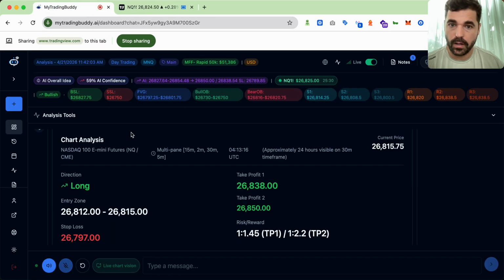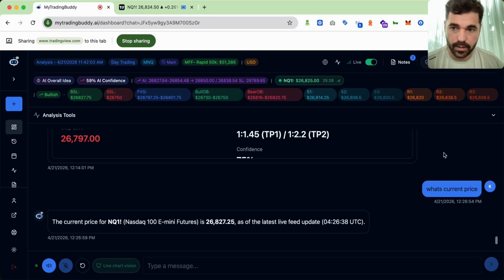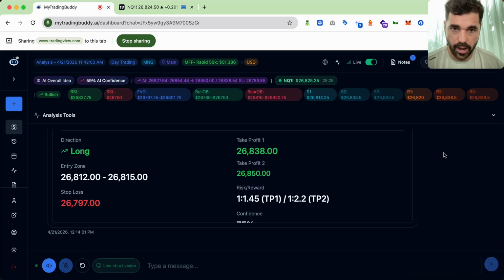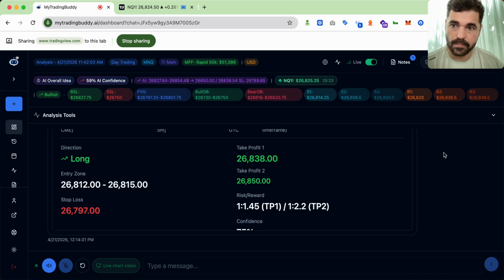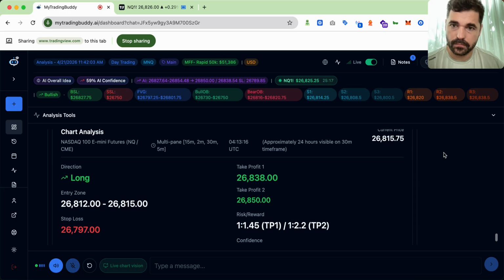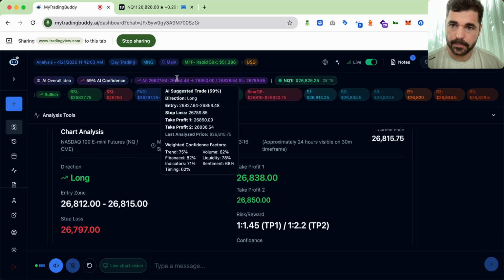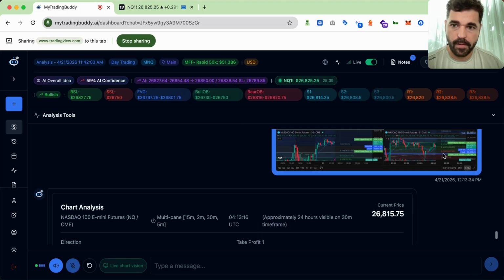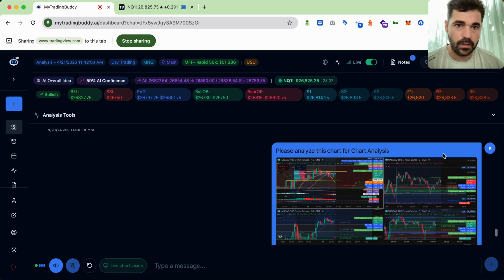Okay, great, thank you. And what was the last trade idea within the individual chat? The last idea listed was a long position with an entry between 26,827.64 and 26,854.48, with a stop at 26,789.85, and that had a 59% confidence level. Anything else on the chat context you wanted to know?